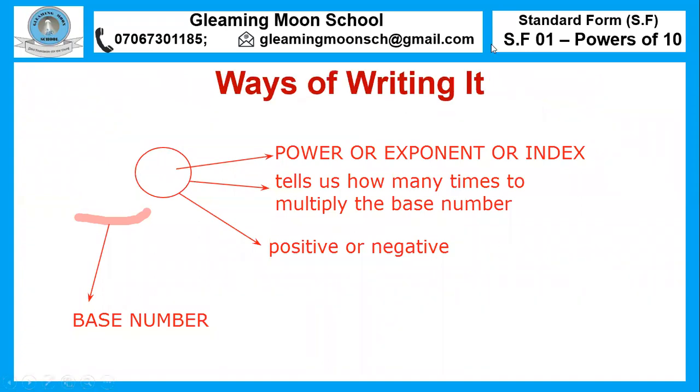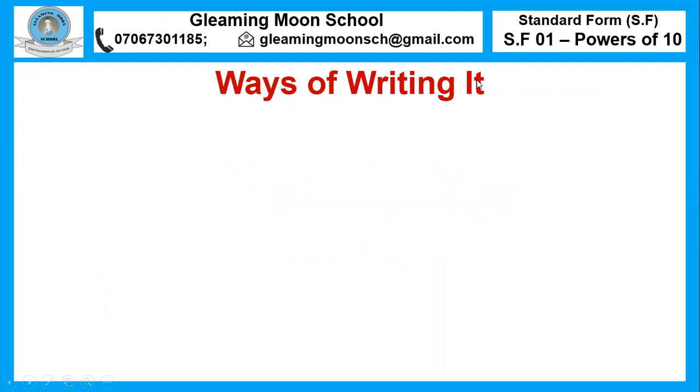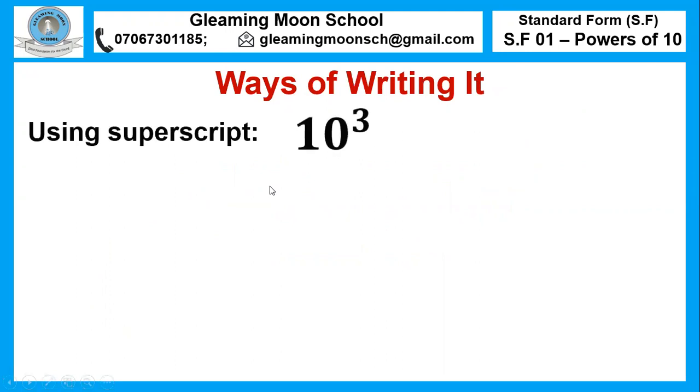Okay, so the next part is ways of writing the power. Now when we write the power, there are 3 ways that we write it. The first one is by using superscript. So in superscript, you have 10 raised to the power of 3. So this number 3 is what we call the superscript. The fact that it is written a very tiny number at the top of 10 there, that makes it superscript.